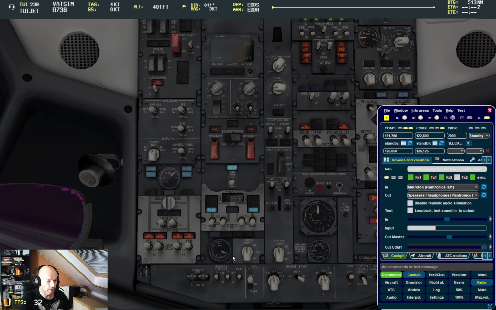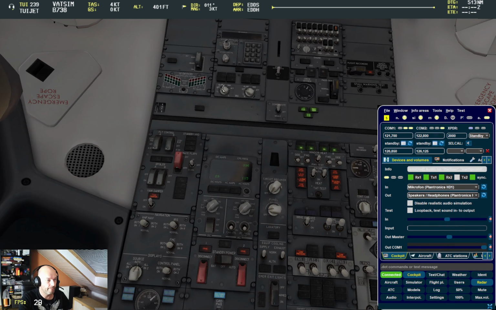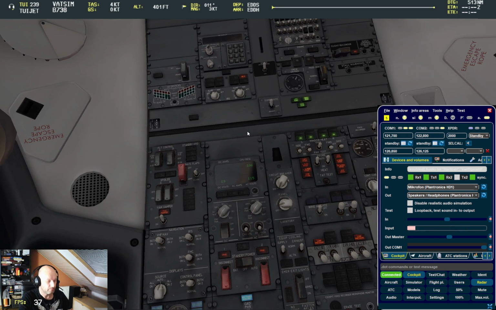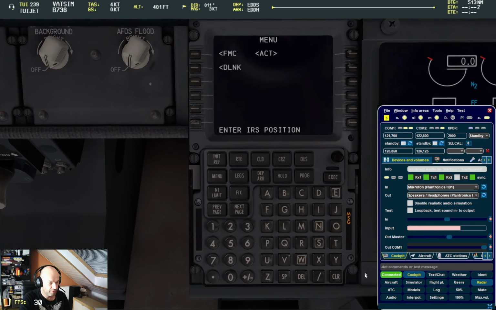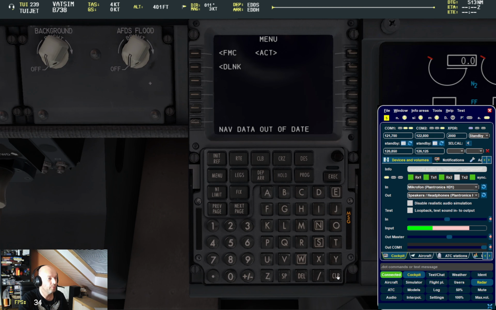And before we do anything else, let's start aligning our IRS. So they're both in a line, so we can select yaw damper on. And then before we continue our flight planning, we go here. Oh yeah, I didn't update my nav data. Well, oh my god. No, it's going to be okay.